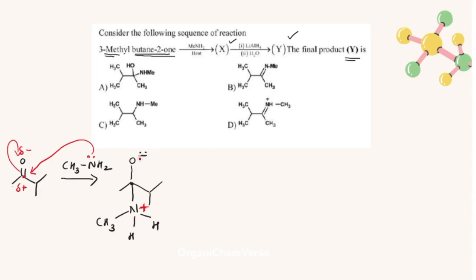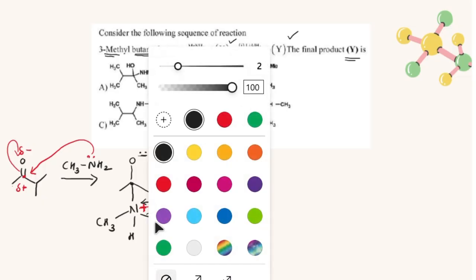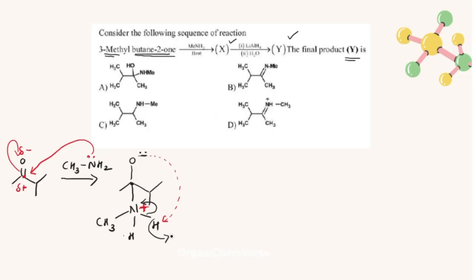Now, do you think the oxygen will remain like this? No, it's going to abstract the proton from here, because nitrogen also cannot have 4 bonds, right? So it will take away its electrons from the bond here. What about the oxygen? Oxygen will take the proton. So that means hydrogen is going as a proton. Remember that.